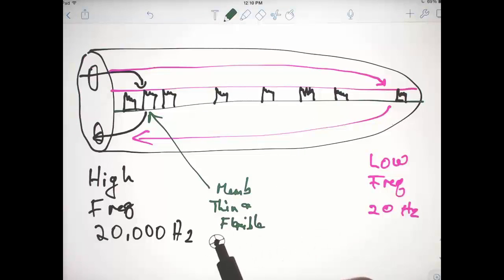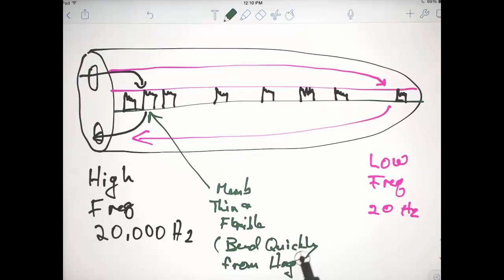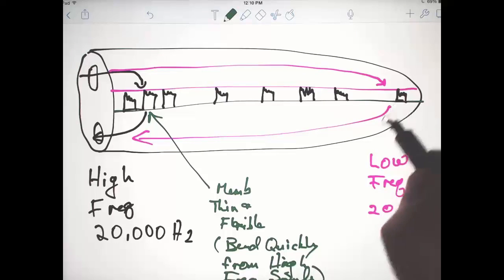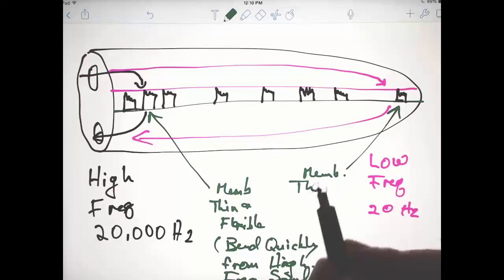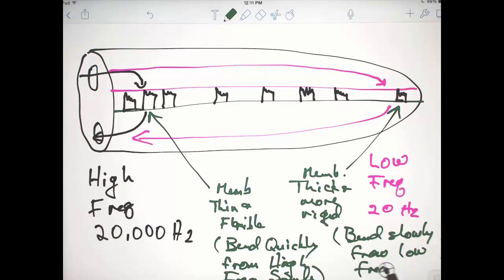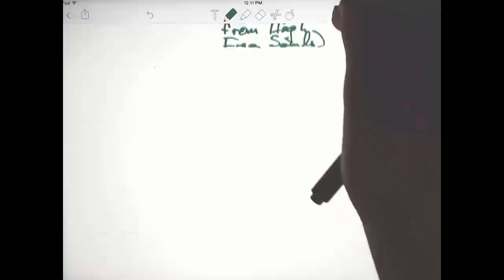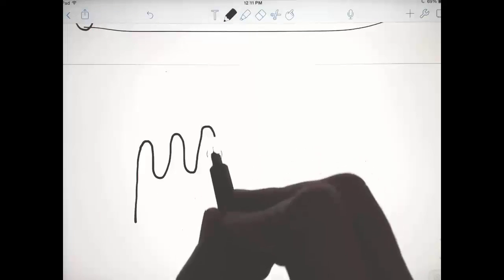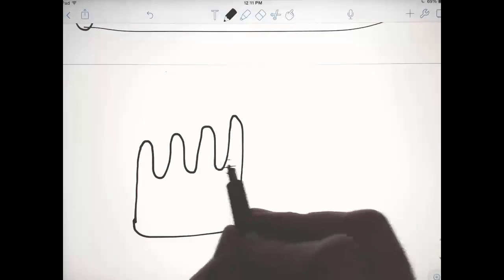The reason for the difference is that the membrane is thin and flexible at one end, and that thin and flexible nature of it allows it to bend rapidly in response to frequent sound pulses. So high frequency pulses set up a resonant movement at the end near the 2 windows. The membrane is thicker and more rigid at the far end, and so it bends slowly, and so low frequency sounds cause it to bend. So the location indicates the frequency.